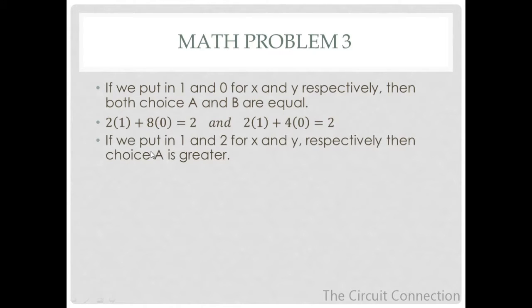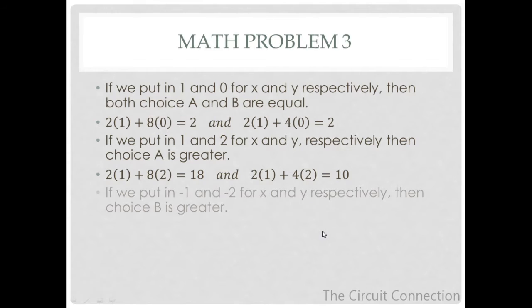On the other hand, if we put in 1 and 2 for x and y respectively, then choice A is greater. So here's why. Because 2 times 1 is 2, plus 8 times 2 is 16. 16 plus 2 is 18. That's the amount for A. And then over here for B, we have 2 times 1 is 2, plus 4 times 2 is 8. 8 and 2 is 10. So that would make A greater.